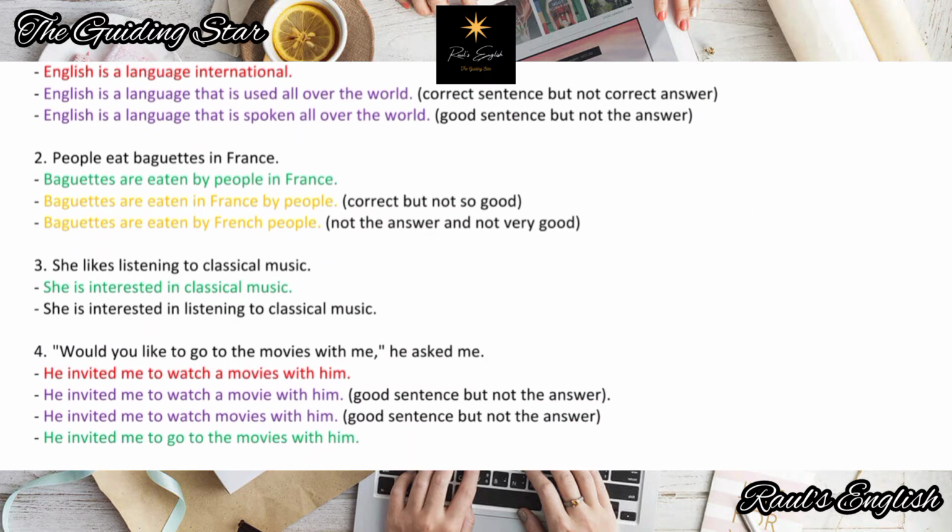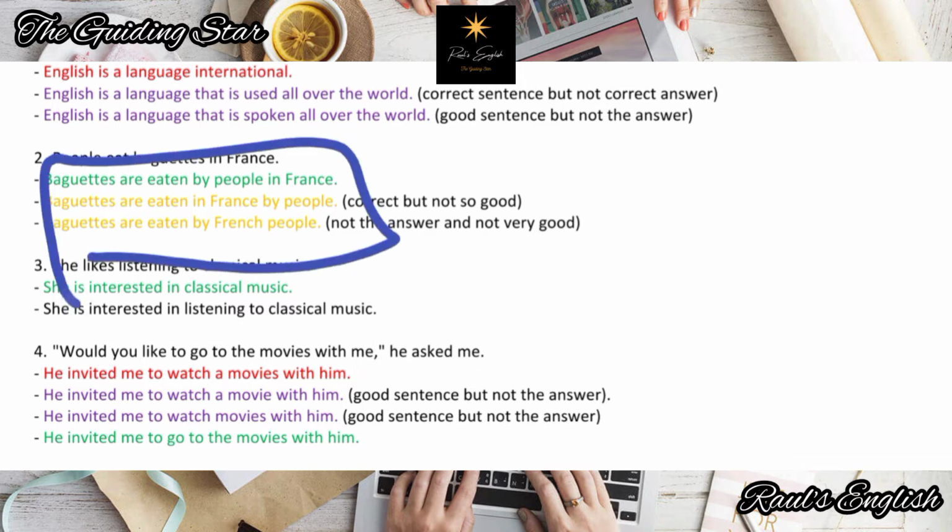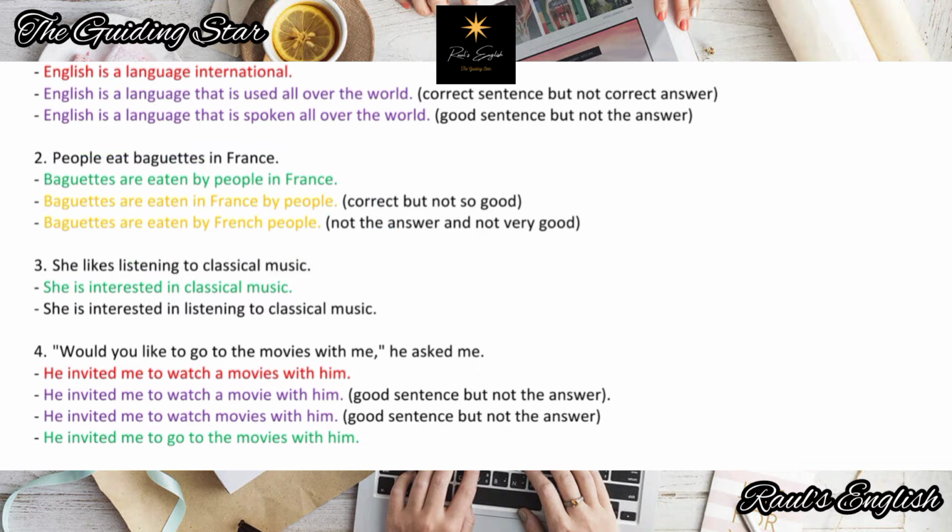Alright. Number two, people eat baguettes in France. Alright, so baguettes are eaten by people in France. The green one is correct. The ones in orange or yellow, baguettes are eaten in France by people. Okay. Put people before, so by people, and in France later. So then it's much better. It's okay. It's not wrong. But it's not very good. And baguettes are eaten by French people. Again, by French people. By the French or something like that, but not French people. Again, both of these are correct, but they are not very good. So the ones in purple are good, but they don't answer the question. The ones in yellow are not very good, but they are okay.